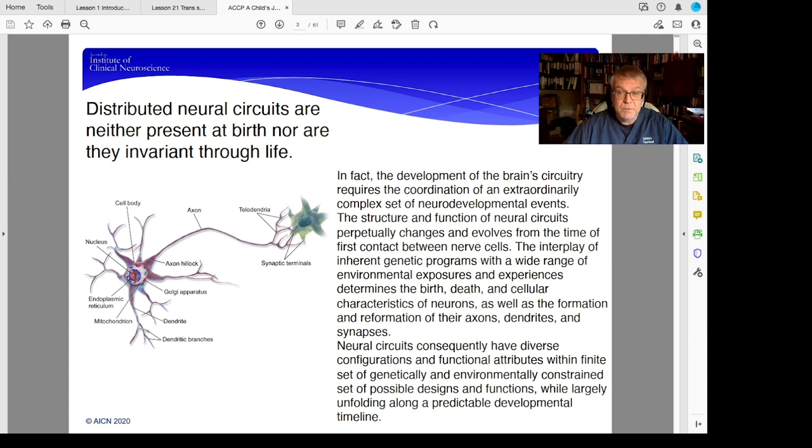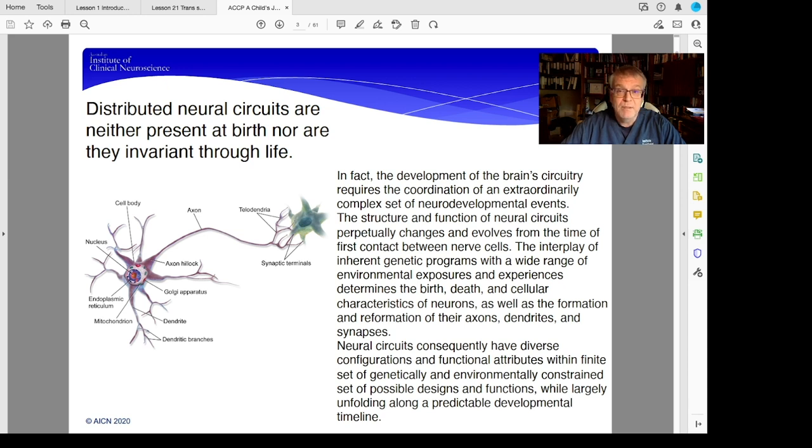There'll be inhibitory neurons. Other neurons will have a modulatory effect. So they may not inhibit or excite, but they may change the way in which a neuron will respond under different circumstances. So we have diverse configurations and functional attributes within a finite set of genetically and environmentally constrained networks. And so, basically any combination or any developmental trajectory could potentially come out of this.